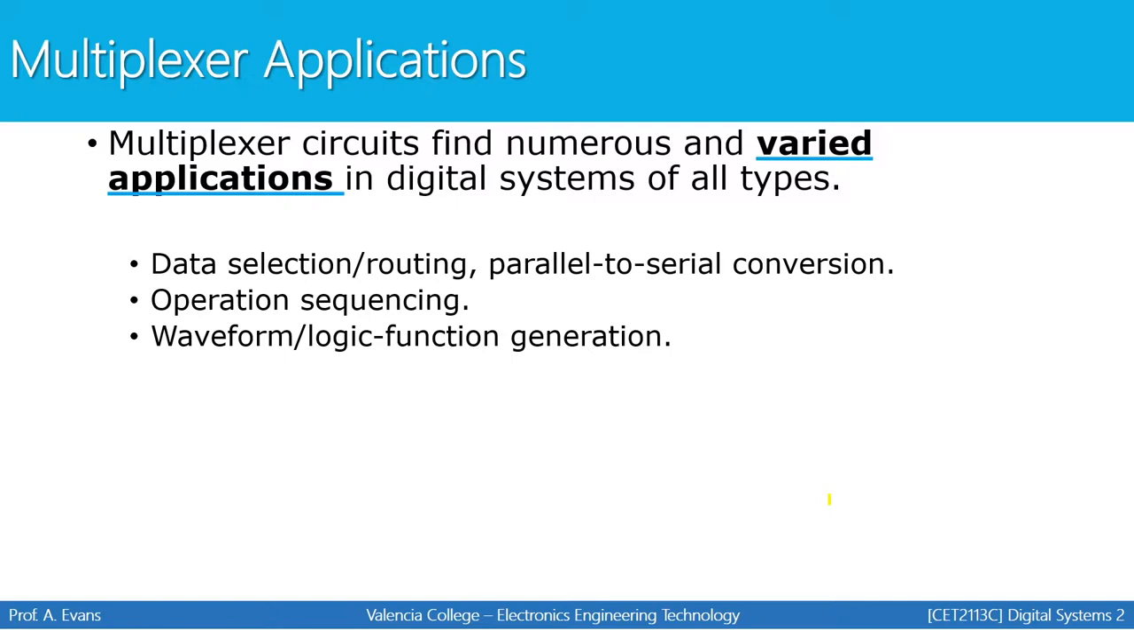Some of the applications that you might see that would involve a multiplexer includes data selection or data routing, parallel to serial conversion, operation sequencing, and waveform or logic function generation. We're going to do an example of logic function generation a little bit later in this lecture.